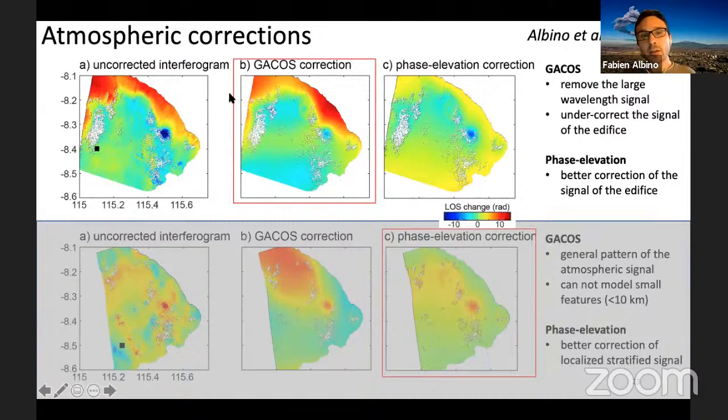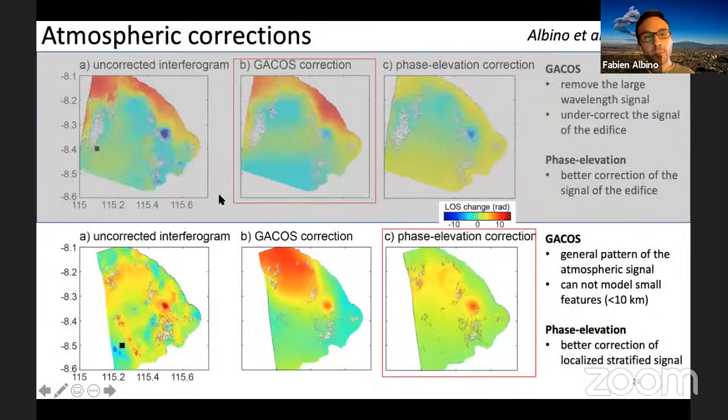And you can see that the GACOS correction does a pretty good job by removing this turbulent atmosphere along the coastline. Whereas the phase elevation correction only gives you some correction for the summits, but is never able to retrieve this kind of turbulent noise on the coast. So you clearly see the relevance and the better quality of the GACOS correction for this kind of signal that you want to correct.